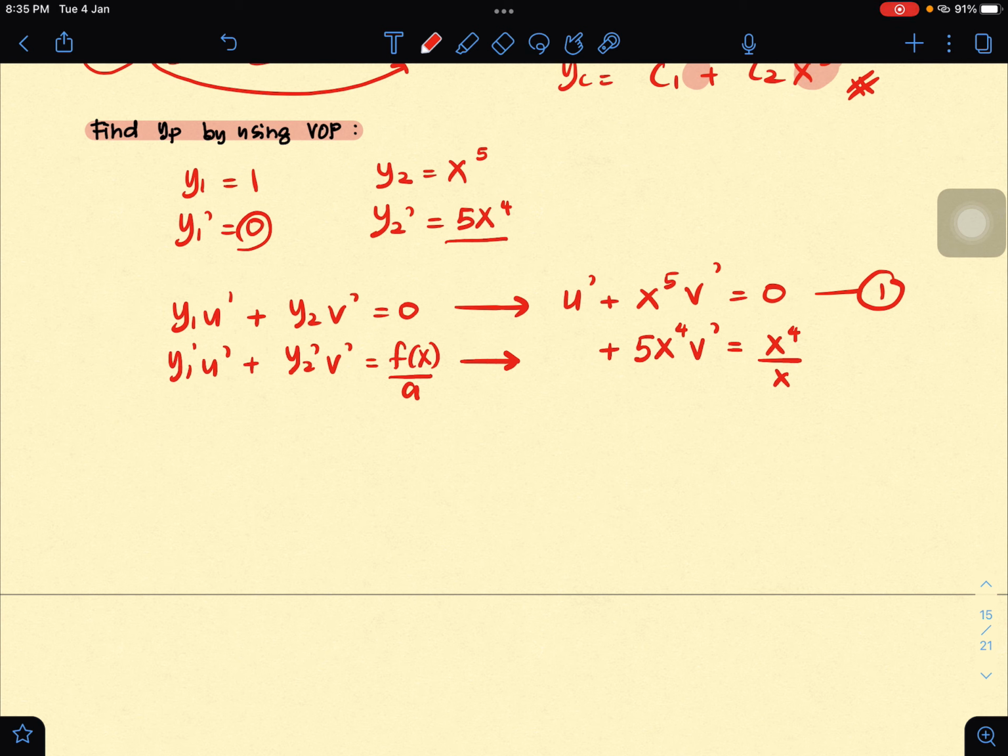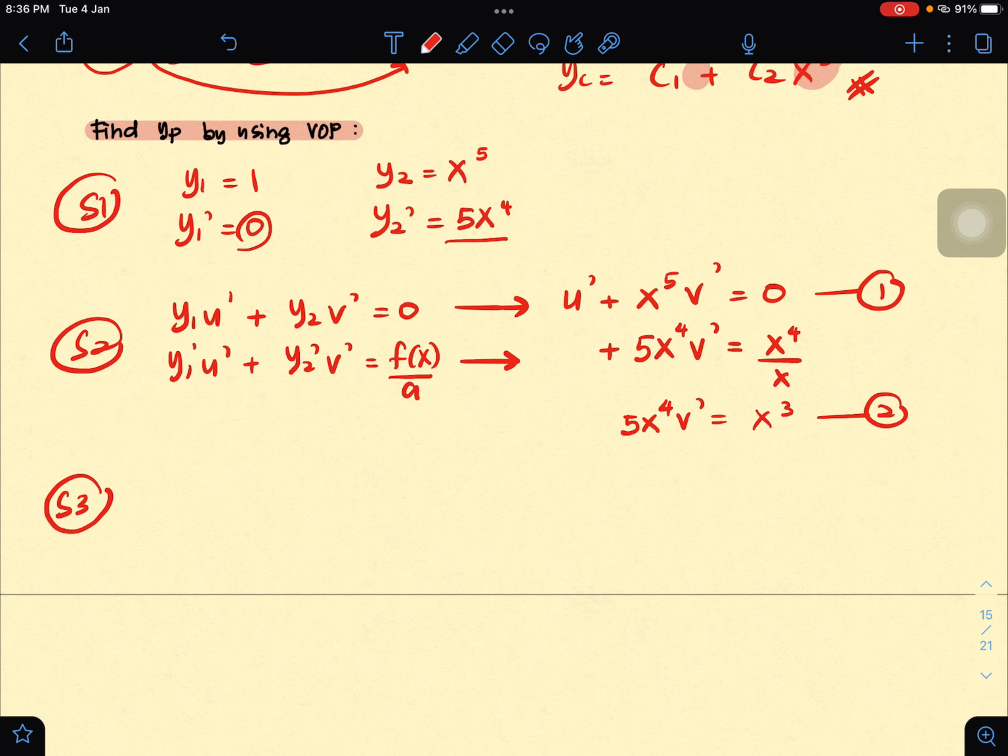So you will have your second equation as 5x to the power of 4 v prime equal to x cubed. This one is your second equation. Okay, so step number 3, this one is step number 1, this one is step number 2 in the variation of parameter method. Step number 3, you need to transform your first and second equation to be in the form of matrix. Okay, where we have the variable u prime and v prime equal to 0 and x cubed.